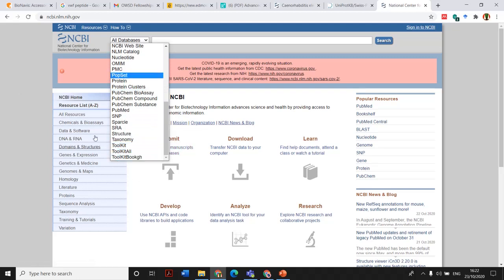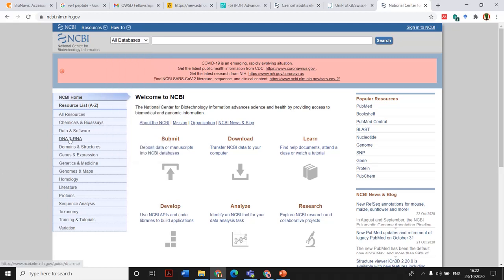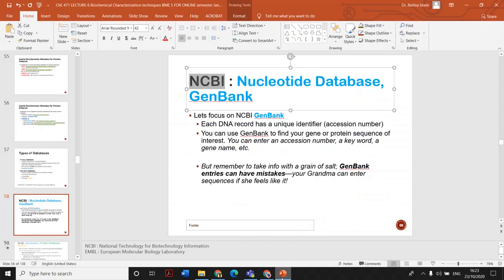Okay, so over the years they've become very rich. Again, here you can also go for DNA, RNA, genomes, and proteins, sequence analysis. So this is basically a very good example of a very rich database. You can submit, you can download, and you can analyze, and lots of things. Let's see how we do a typical search.